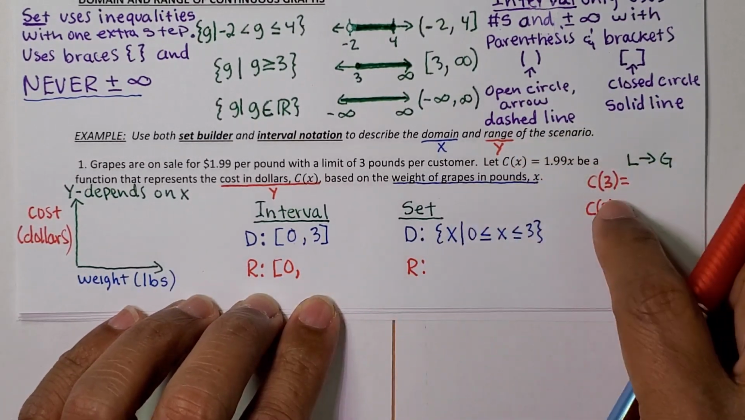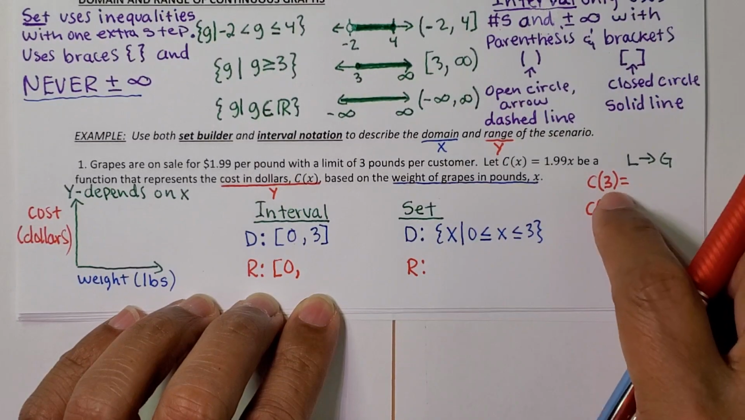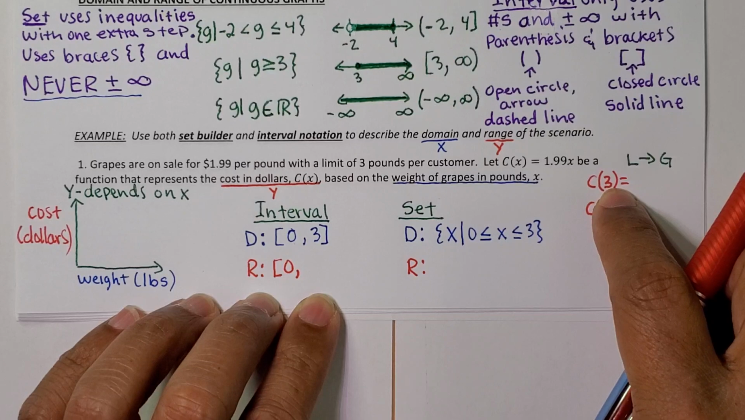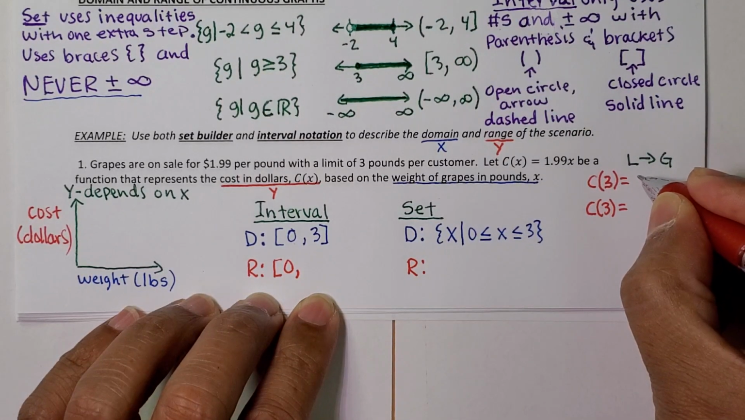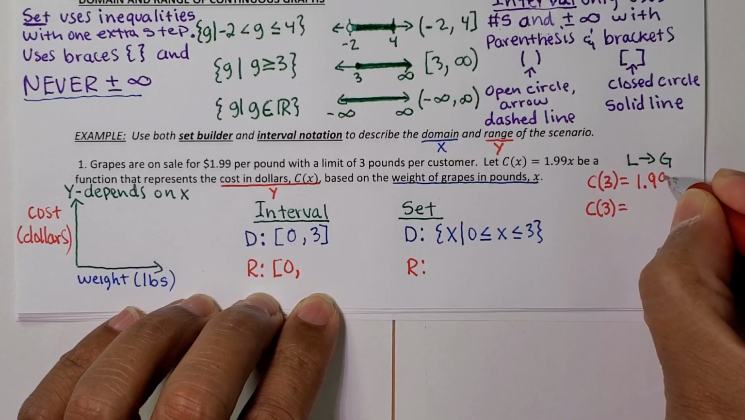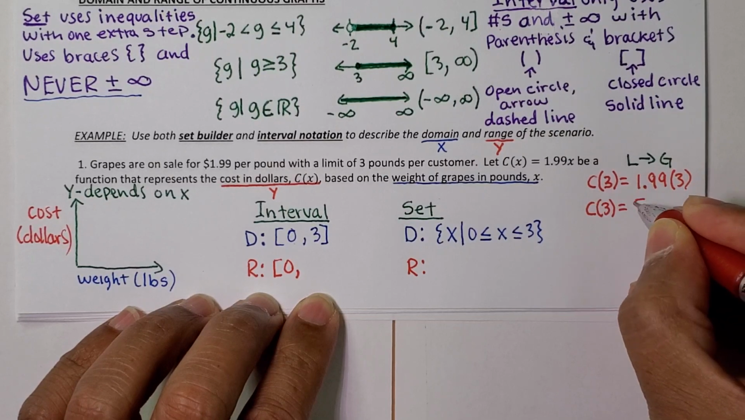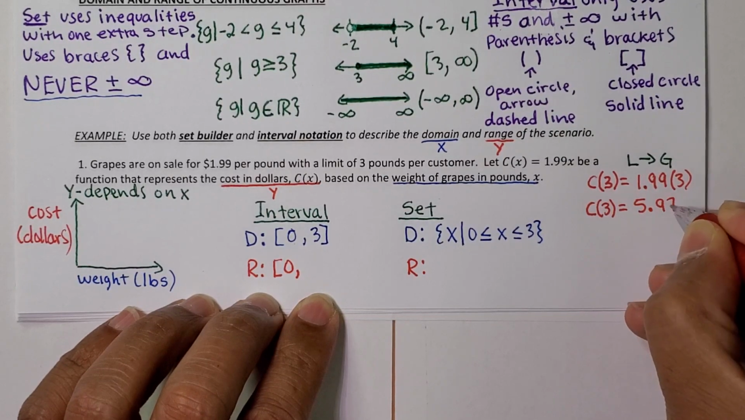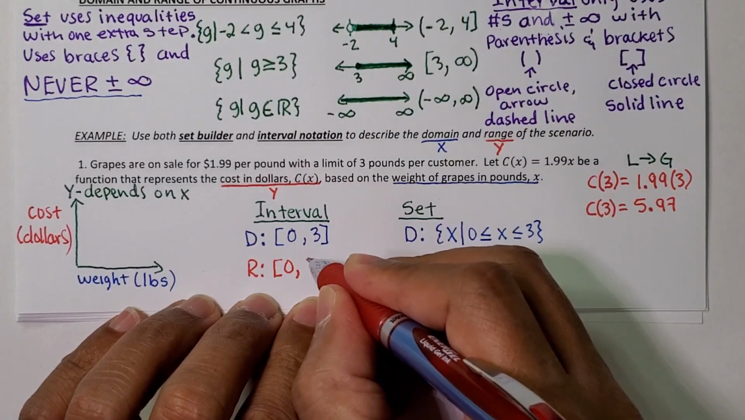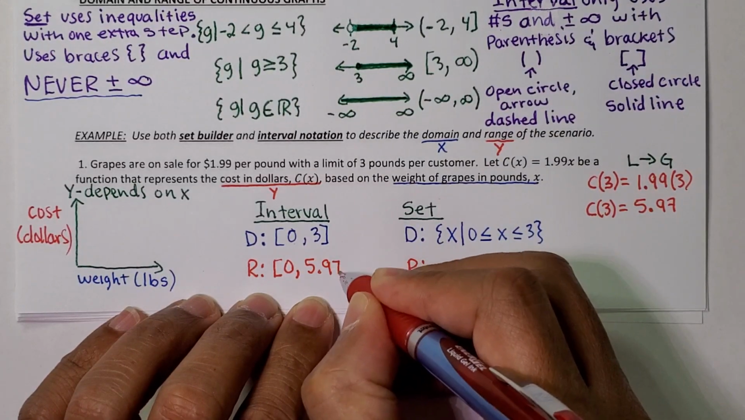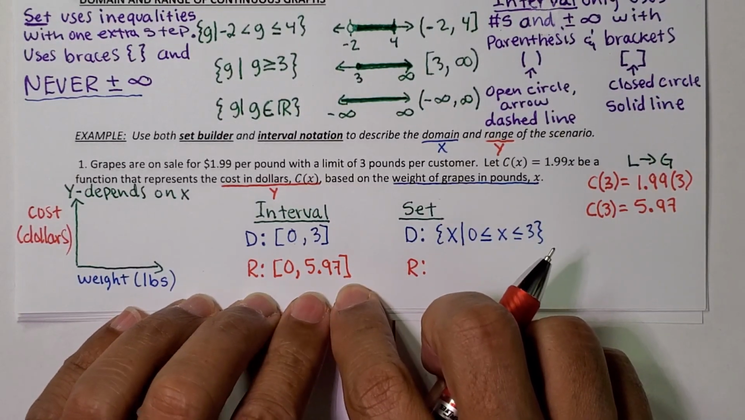And for that, we're going to use that function. So when x is 3, meaning when I buy 3 pounds, how much am I going to have to pay? So the answer is C of 3 equals 1.99 times 3, and this is equal to $5.97. So the other value here for the range is $5.97, and it gets a bracket too, so I'm not going to pay any more than this for 3 pounds.